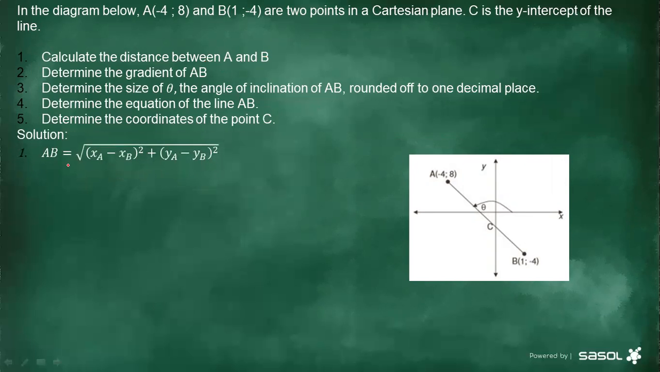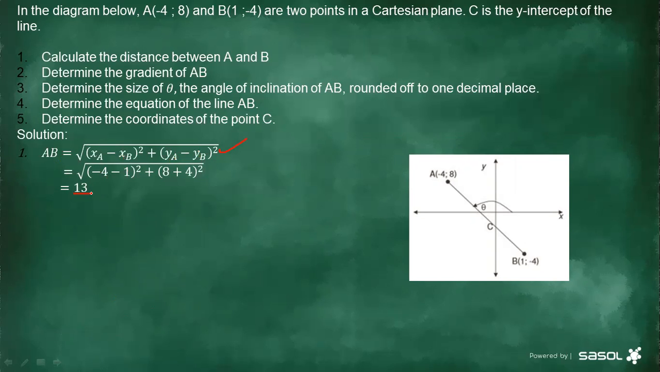All right, that is the distance formula. Remember earlier on we were also discussing the distance formula, right? And this is the distance formula. Then from there you substitute the values xa minus xb, ya minus yb. Then you press your calculator, and it gives us the distance of that line AB as 13 units.